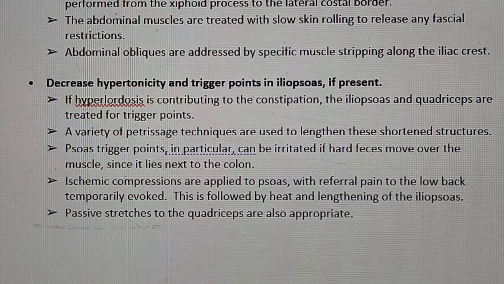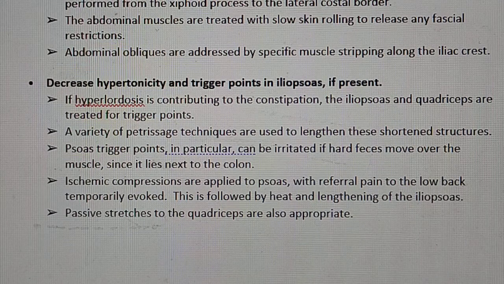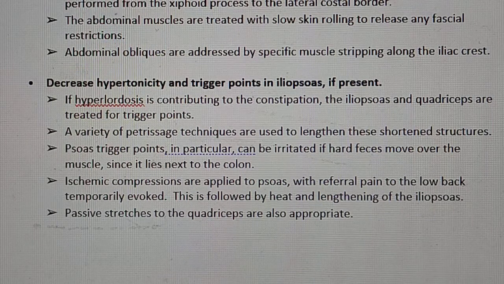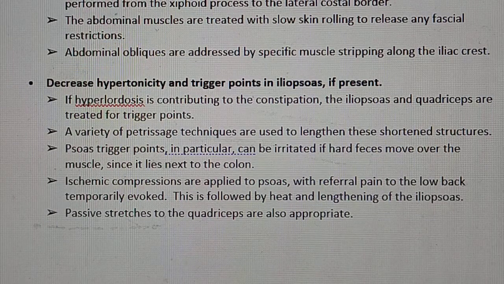So like I said, trigger points are those areas in the iliopsoas muscle that have pain and tight tissue, and most of the time have referral pain. So you have to reduce those. Now read on the information here, guys, on how to decrease hypertonicity and trigger points in the iliopsoas muscles.